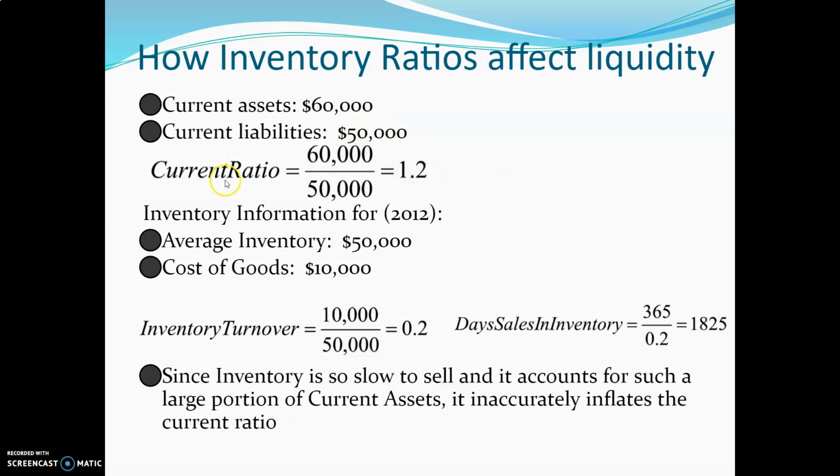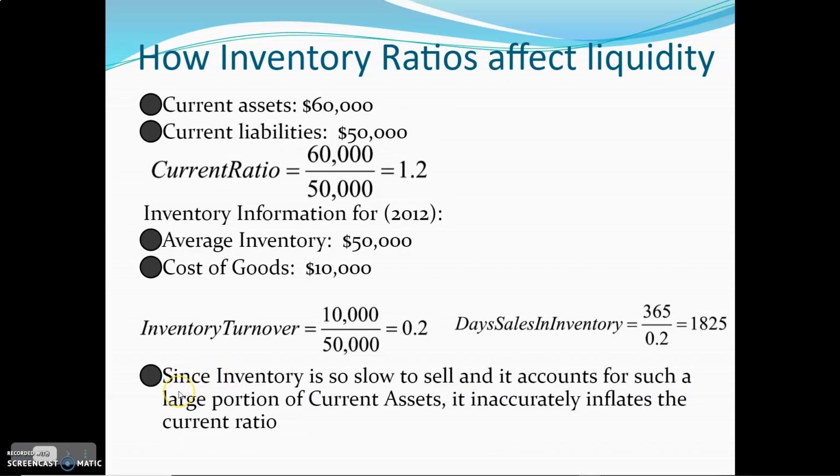Looks pretty promising. Well, down here, our inventory information for 2012, average inventory is 50,000 with a cost of goods sold of 10. Now, what exactly does this tell us? Well, it tells us that our inventory turnover is 0.2. It's pretty darn slow. And here's the problem. That inventory is in fact a current asset, but it's actually taking a really long time to sell it. In fact, it would take you 1,825 days according to these averages.